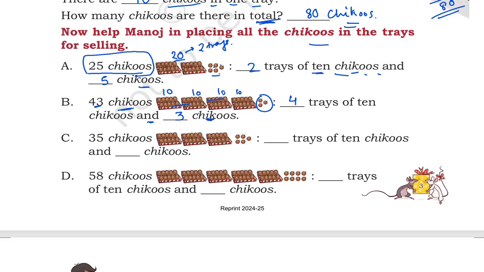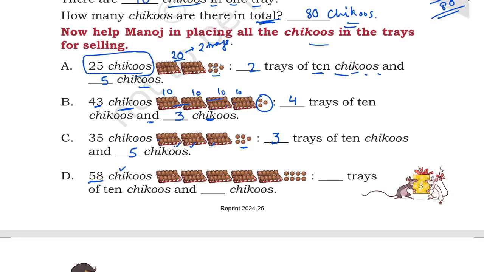35 chikus. So 35 chikus, for 30 chikus we are going to need 3 trays as one tray can contain only 10 chikus. And how many loose chikus will be there? There will be 5 loose chikus. Next question is 58 chikus. Now pause the video here, try this question and then resume the video.